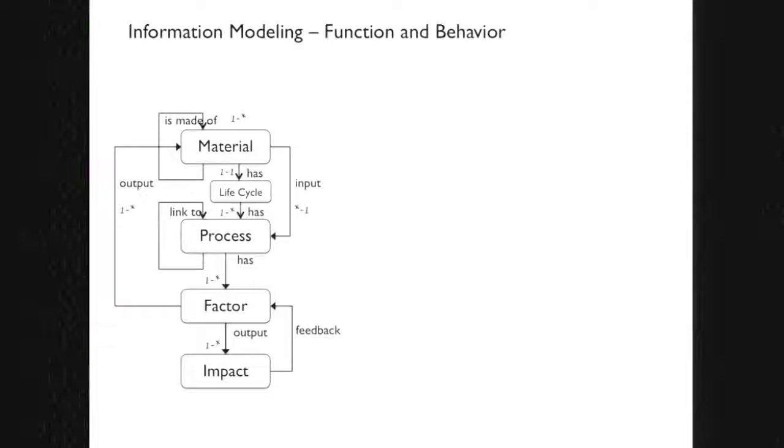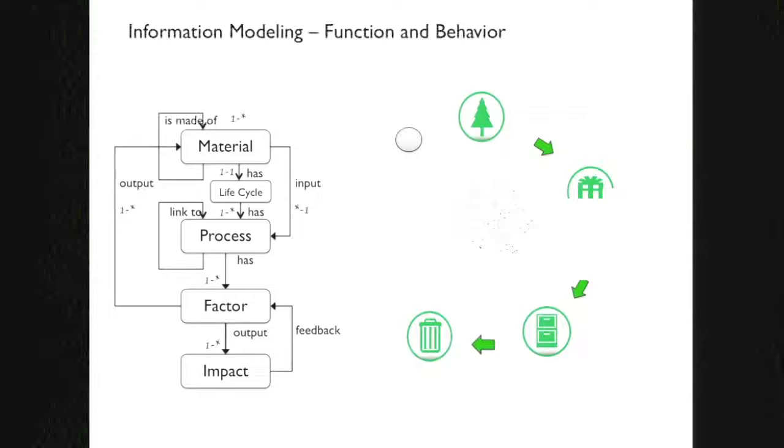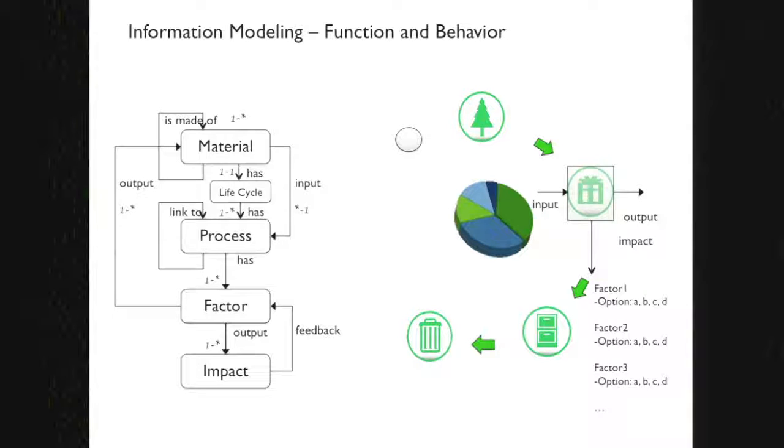And then we come to the function and behavior. As I show you here, the left side is a flow chart diagram. You can see one material may be composed of several kinds of materials. Each material has a life cycle chain, and each life cycle chain has several processes. For each process, we have input, output, and factors to measure it, and some environmental impact. If we calculate all the impact, we get the center pie. The center pie shows you all the environmental impact raised by this material flow chain.